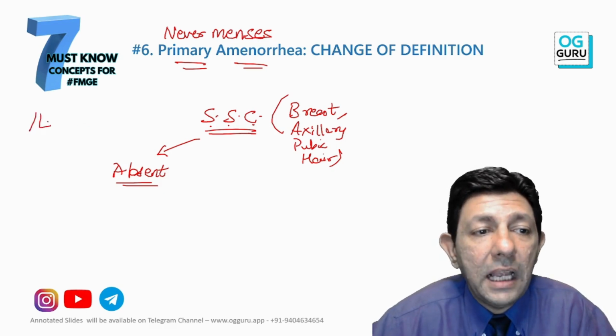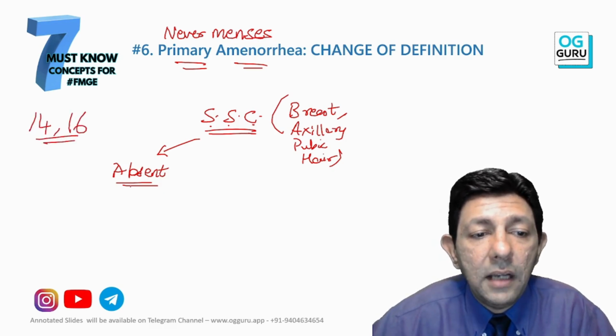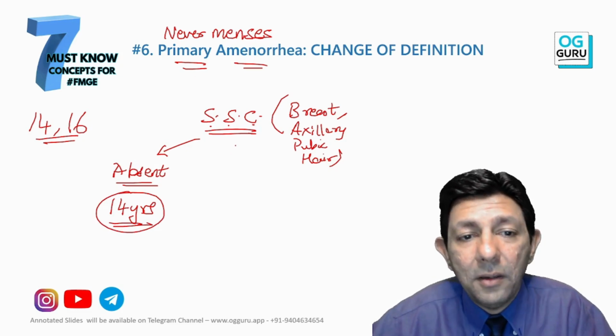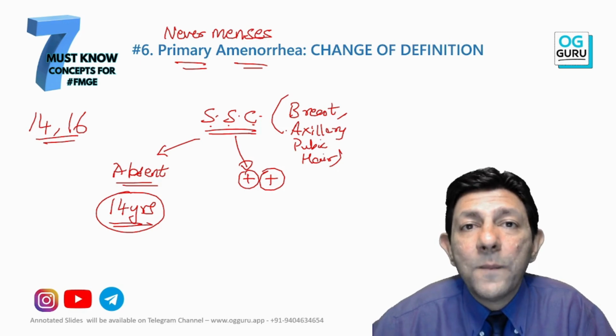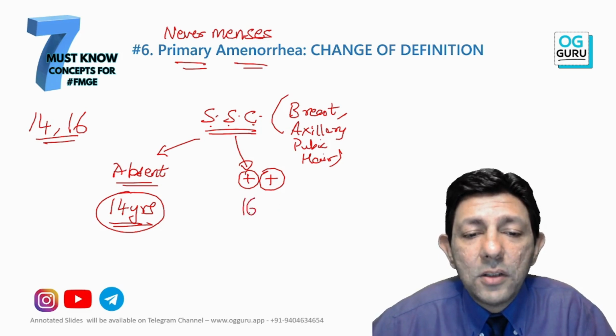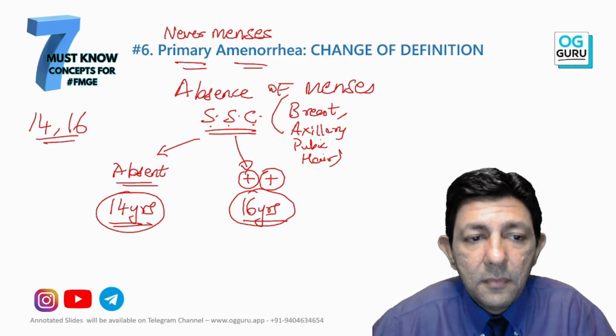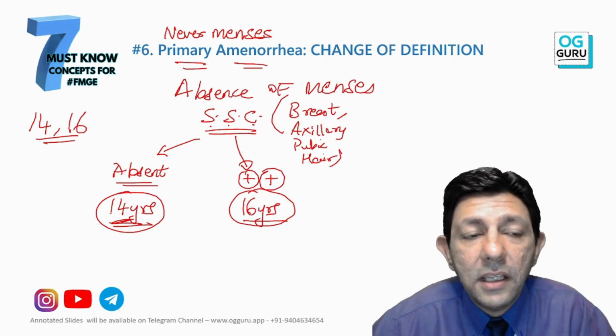Remember the figures 14 and 16. So if the girl reaches 14 years of age, and if secondary sexual characters are absent, then you label her as primary amenorrhea. But if secondary sexual characters are present, that means her breast is there, axillary and pubic hair is there, then we can wait. We wait for 2 more years, and by 16 years also, if there is no menses, if there's absence of menses, then you label the girl. So absence of menses is a common thing in the definition. In absence of secondary sexual characters, no menses till the age of 14 years.